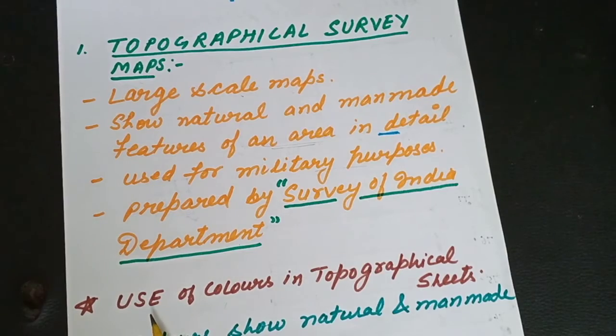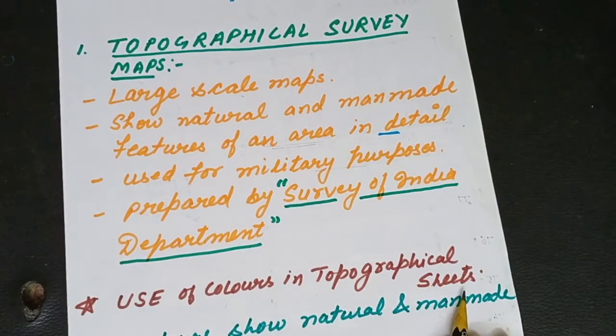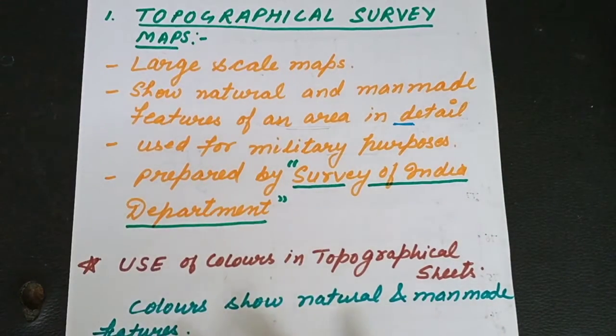Now what is the use of colors in topographical sheets? Colors are a very important part of a map. Each color used in a map has its own significance. Like green we use for the forest area, white for the rocky land, blue for the water bodies, brown for the heights and contour lines, red for the permanent huts, yellow for the cultivable land and plateaus.